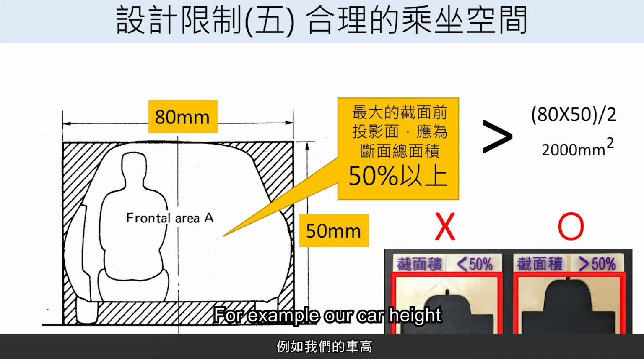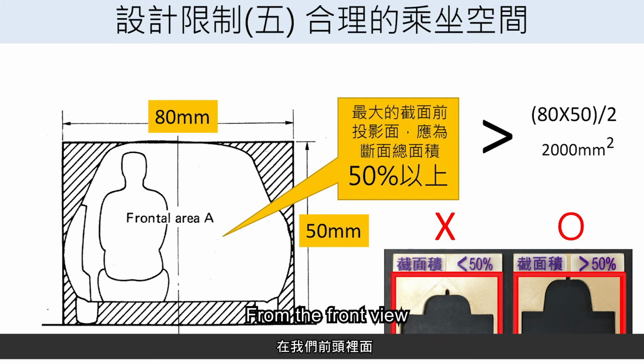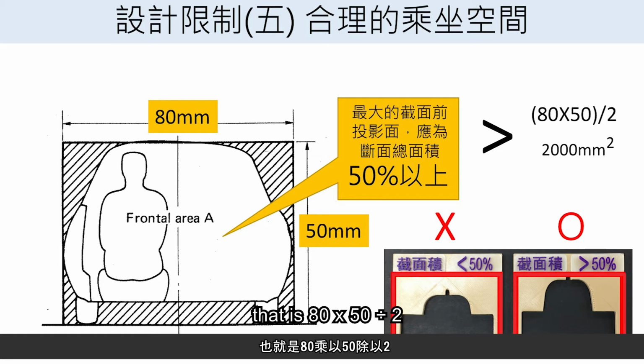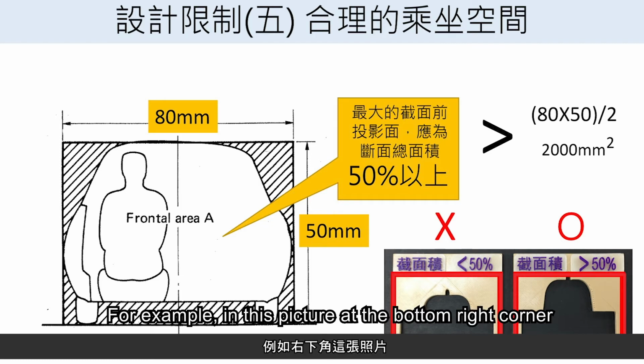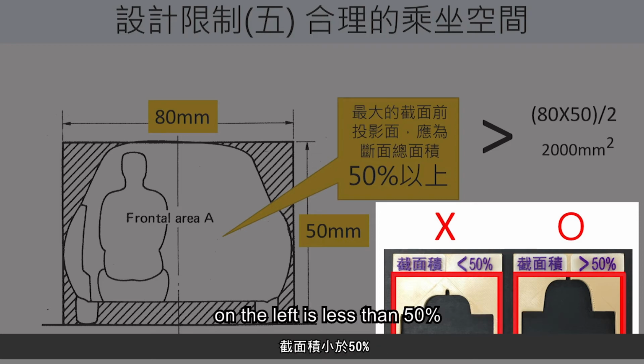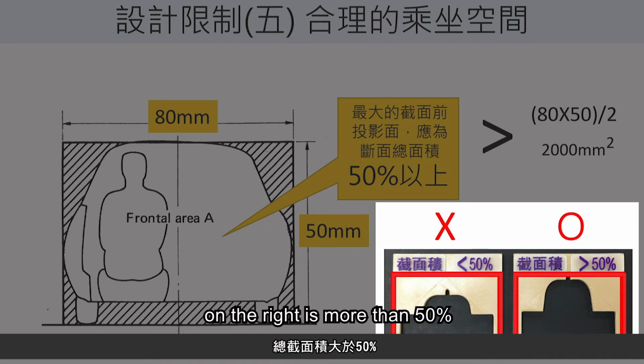For example, our car height must reach 50 millimeters. The car width must reach 80 millimeters. From the front view, within the range of 80 multiplied by 50, we must reach 50% of the total area. That is 80 multiplied by 50 divided by 2, larger than 2,000 millimeters squared. Cross-sectional area. For example, in this picture at the bottom right corner, on the left is less than 50%, which does not fulfill our specifications for the racing car. On the right is more than 50%, which fulfills our specifications for the racing car.